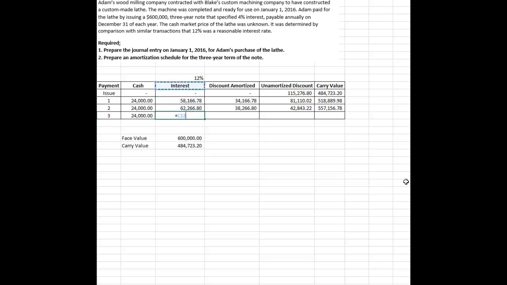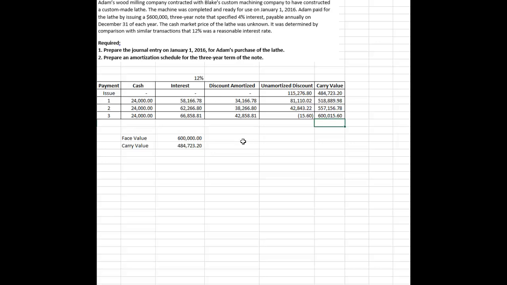And hopefully this last period, it's going to be close to 12% of the beginning carrying value, which would do something like this. Would give us discount amortization of 42,000. Brings that down to, it should be 0, right? We're going to have a rounding error here. And the carrying value goes to the face value minus the discount. We would force at this point for it to be 600,000. But this is my amortization table, and those are the mechanics you go through to calculate it.